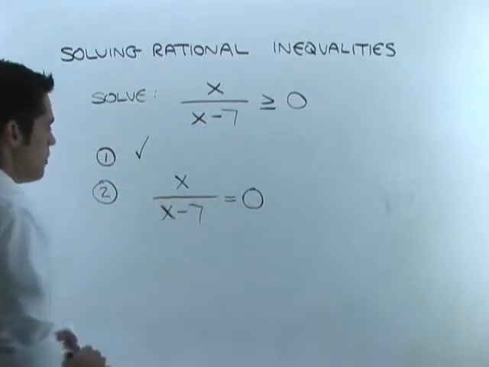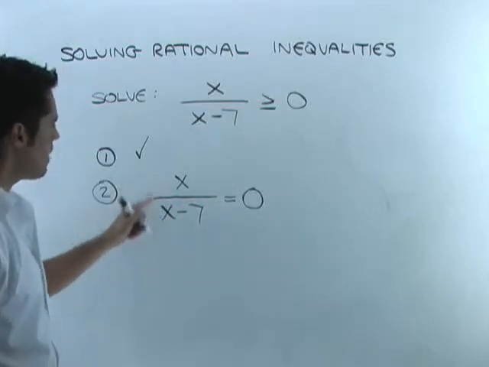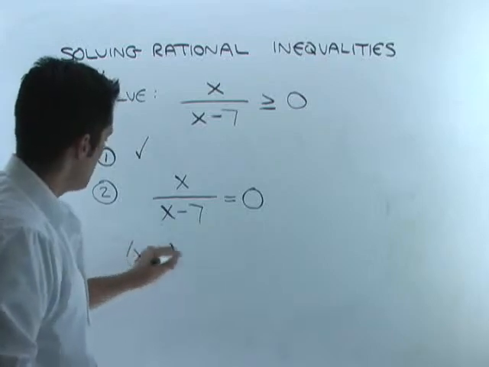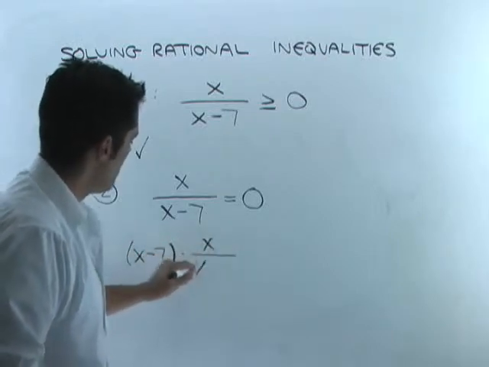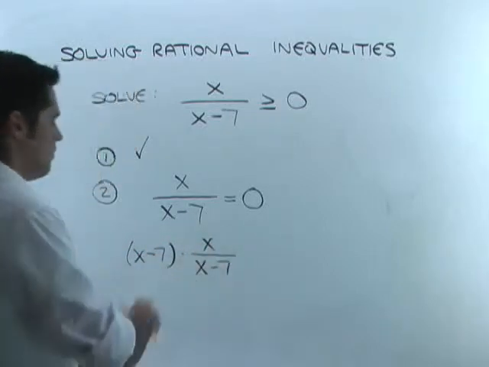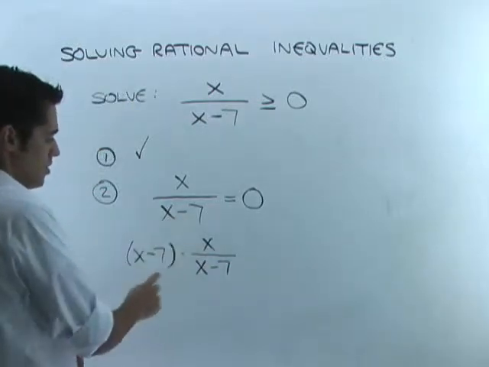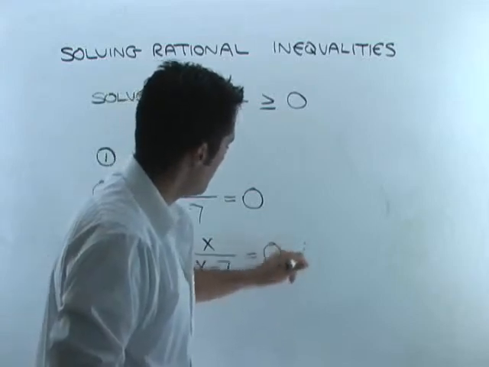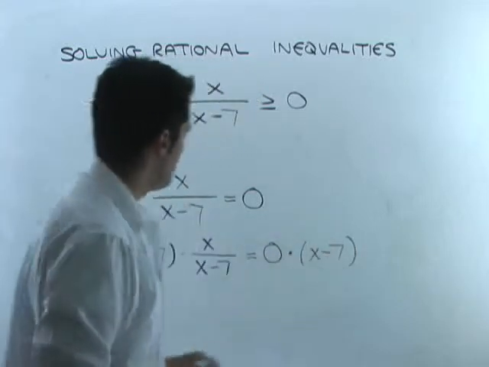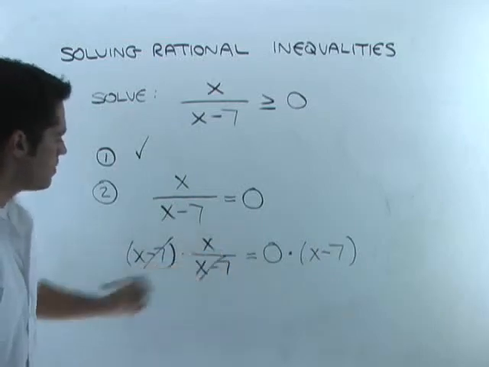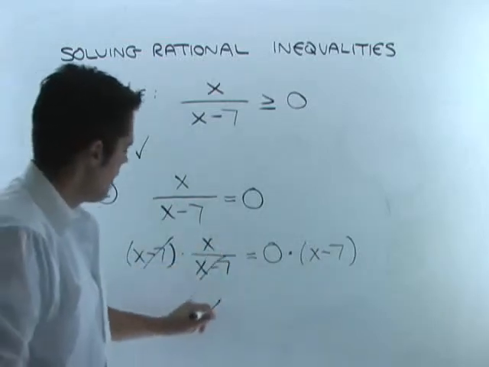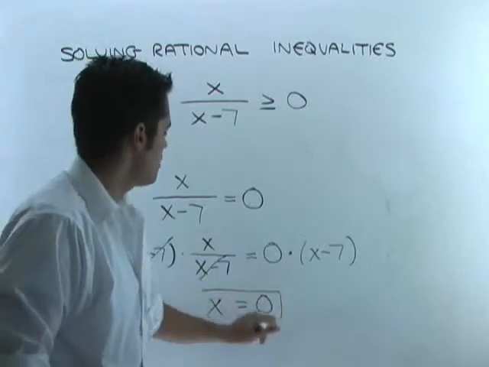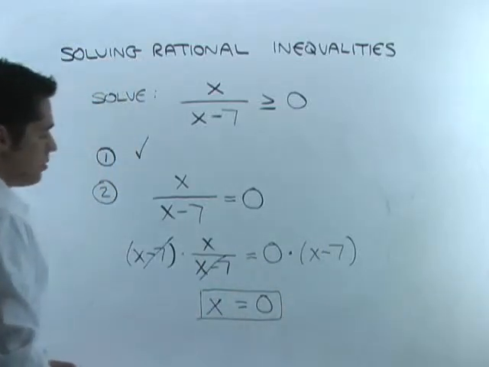Now, because we have a fraction on the left side, what we can do is multiply both sides of the equation by the least common denominator, which is x minus 7. So I multiply the left by x minus 7, I multiply the right by x minus 7, and what's going to happen is that we're going to get the x minus 7's to cancel. We'll get x equals, and then 0 times anything is 0. So we have one solution so far, x is equal to 0.